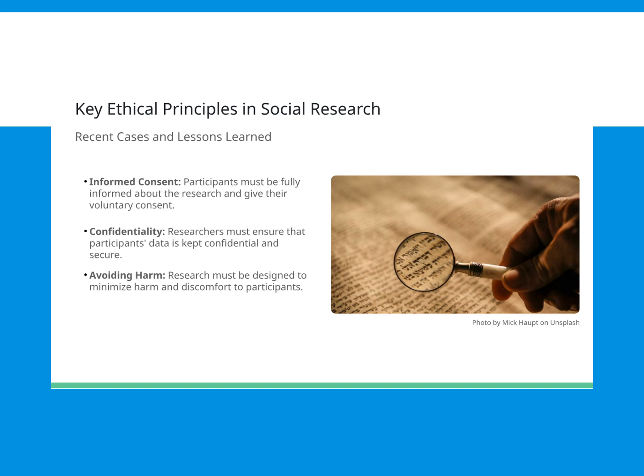of what's involved. Confidentiality means that we need to protect the confidentiality of the information provided by the participants. So this means securely storing data, using it only for the purposes stated, and ensuring that participants cannot be identified from the published results. Avoiding harm refers to the principle of do no harm, and it's central to ethical research.